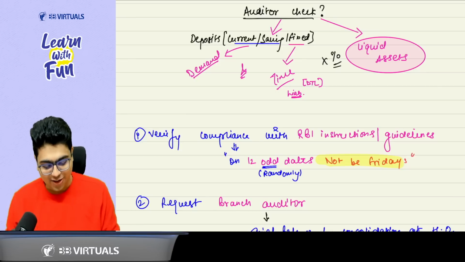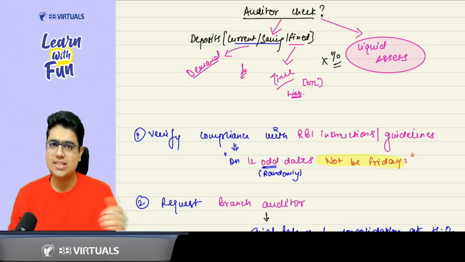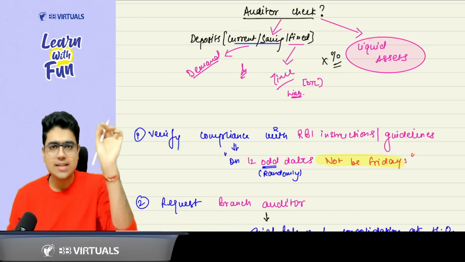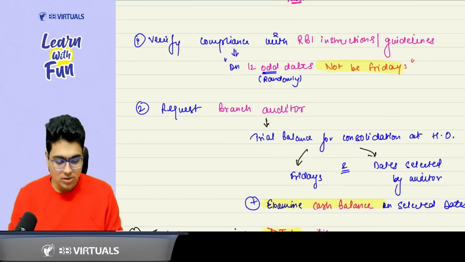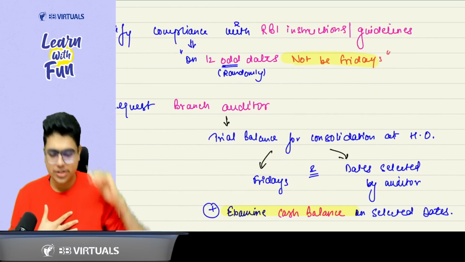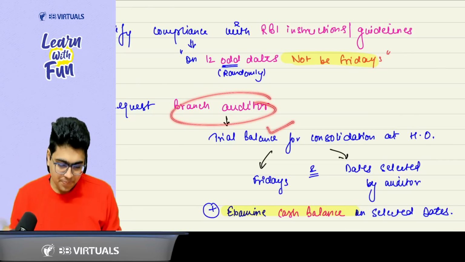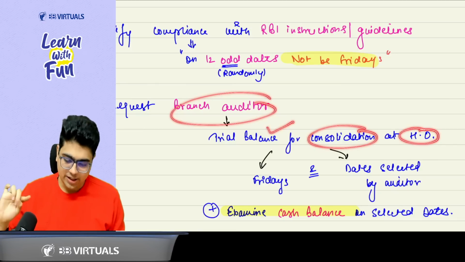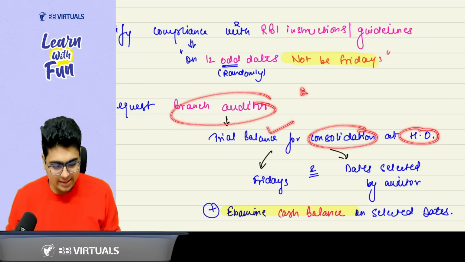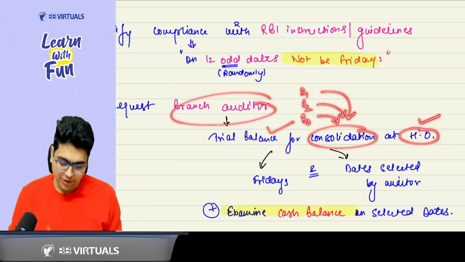So it says that the auditor needs to select 12 odd dates which should not be Fridays. Other than Fridays, we need to select the dates for checking the SLR compliance. Now, as a central statutory auditor, the head office auditor, you need to ask the branch auditor to submit the trial balance for the purpose of consolidation at the head office. Let's say there are many branches, branch 1, branch 2, branch 3. All of them will submit their trial balance for consolidation at the head office.